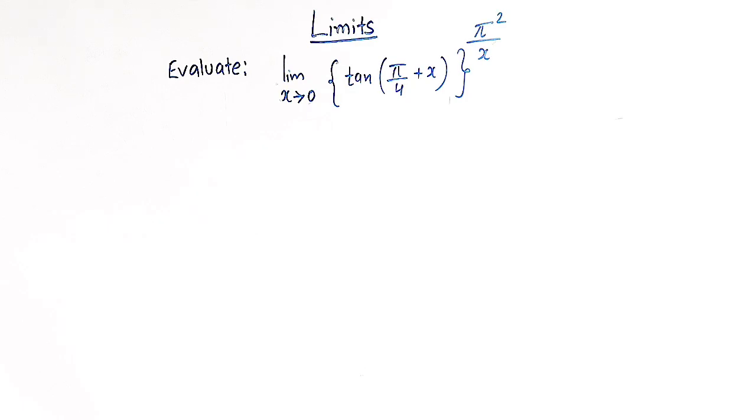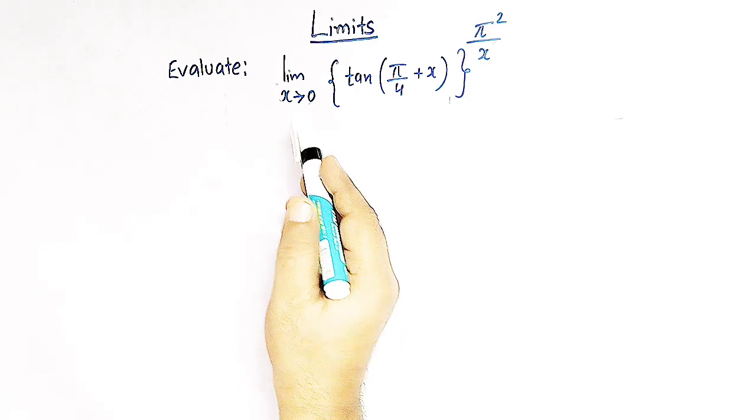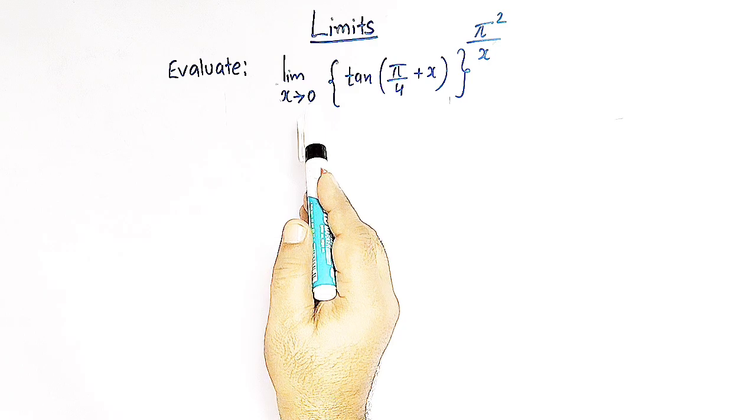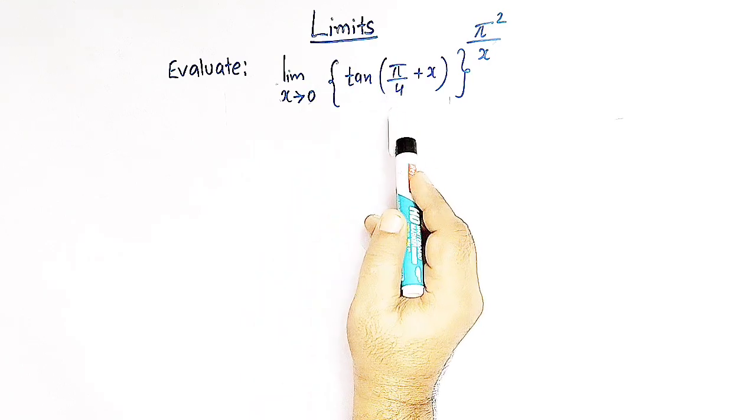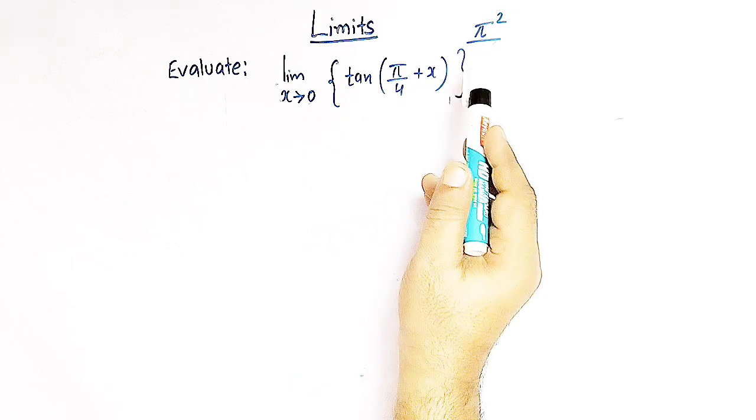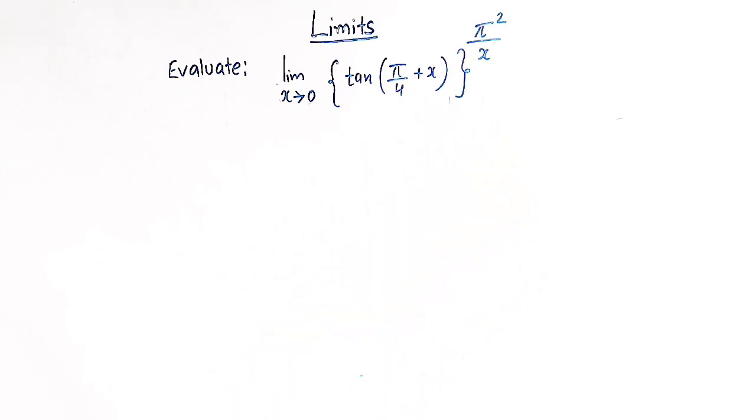Hello viewers, in today's session we are going to discuss another important and conceptual problem from limits. And here we have to evaluate this limit, that is limit x tends to 0, and here we have tan of pi by 4 plus x, and the whole power is pi square over x, right?